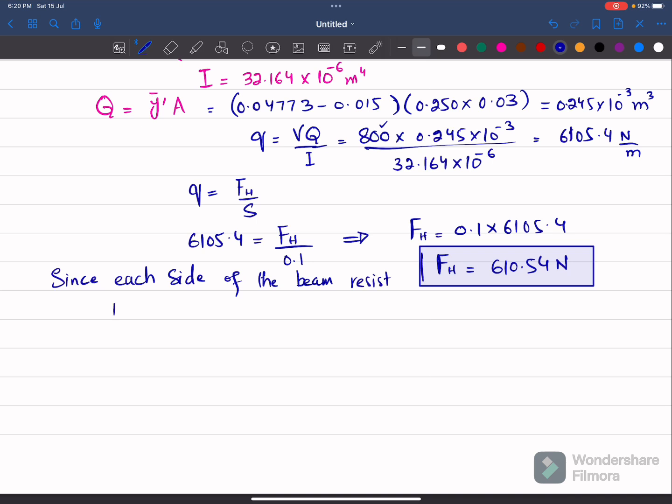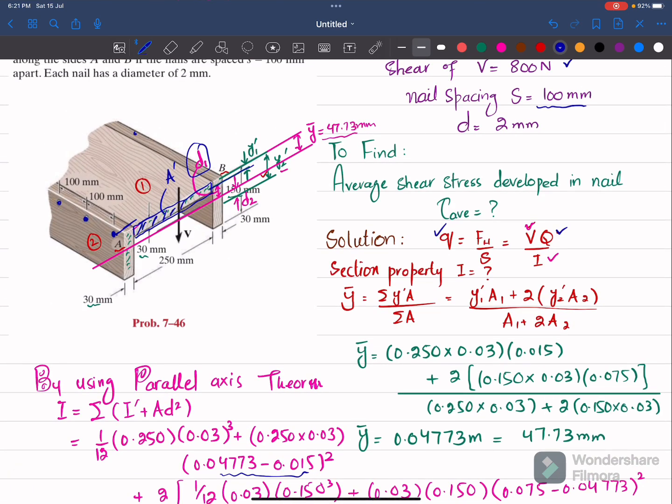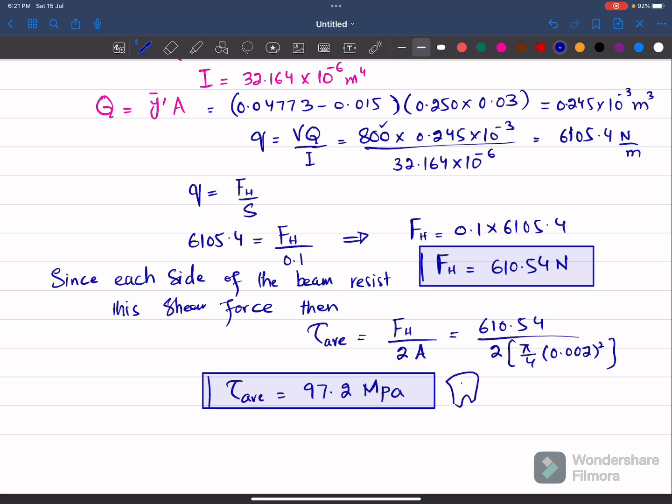Now I will write, since each side of the beam resists this shear force, the average shearing stress in the nail will be equal to FH divided by 2 into area. You can see that you have nails on this side as well as on the other side, clear? So the shear force will be divided by 2. So FH is 610.54 divided by 2 multiplied by the area, where the diameter of nail is given. So area is pi by 4 into 2 millimeter, in meter it is 0.002, whole square. So when you calculate, the average shearing stress in the nail comes out to be 97.2 megapascal, which is the answer of this question.